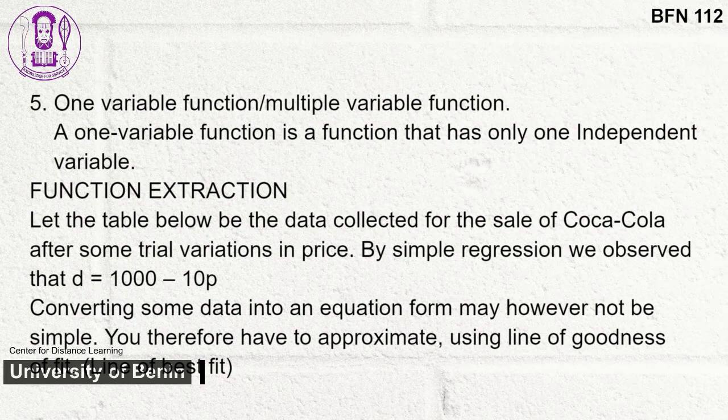A one-variable function is a function that has only one independent variable. Function extraction. Let the table below be the data collected for the sale of Coca-Cola after some trial variations in price. By simple regression, we observe that d = 1000 - 10p. Converting some data into an equation form may, however, not be simple. You, therefore, have to approximate, using a line of goodness of fit.